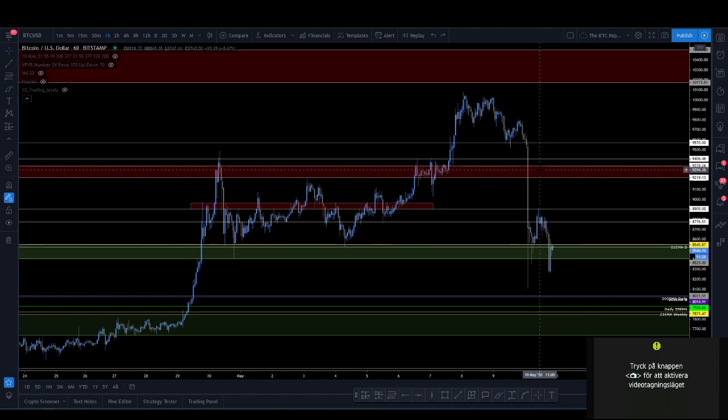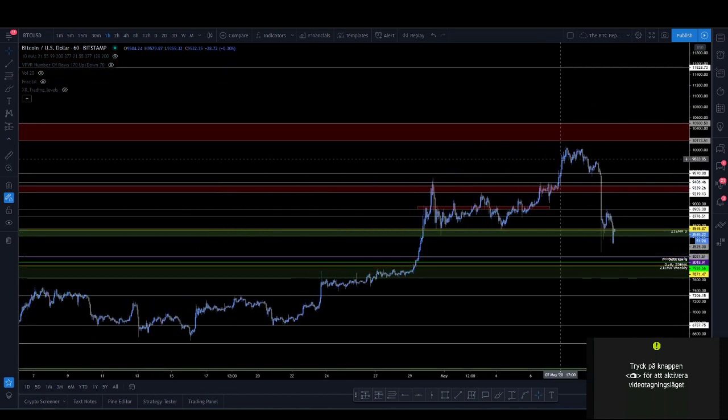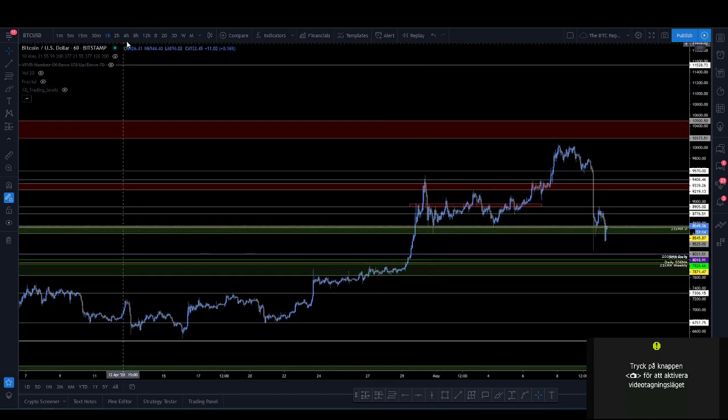CME gap, I don't care about CME gaps. I don't trade it. It has nothing to do with my TA. I'm sorry, but I don't care about the CME gaps. I find it pretty useless to spend my time on CME gaps.